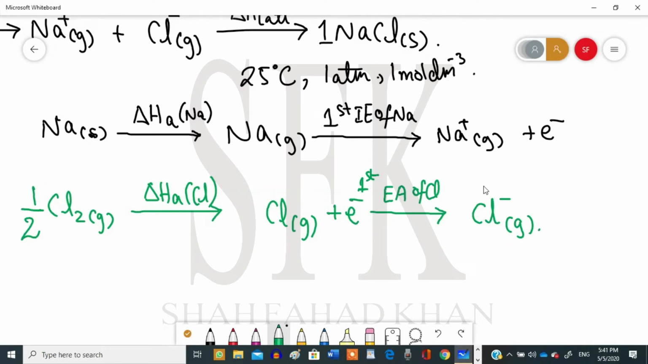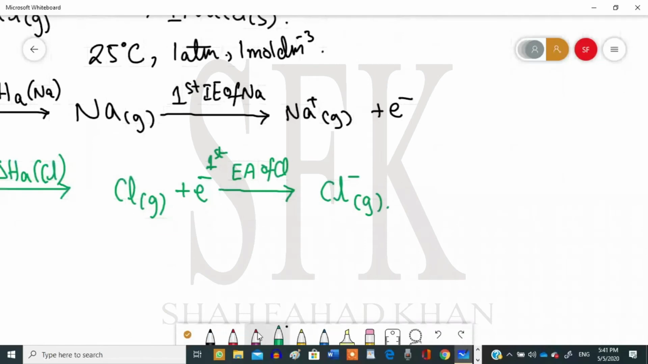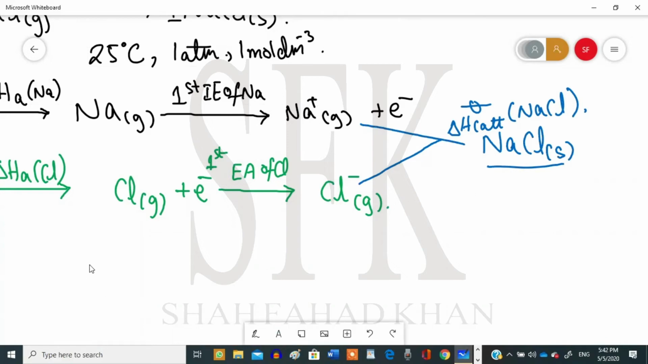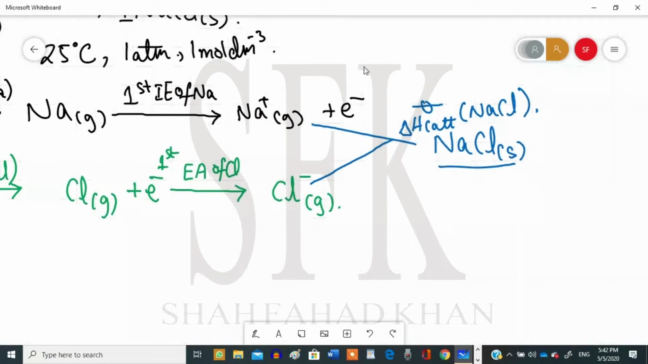Now we've got chloride ions, we've got sodium ions. If we combine the two of them, we combine sodium and chloride, we'll get solid sodium chloride. And if we get solid sodium chloride from gaseous ions, then what do you guys think? Isn't this the lattice energy of sodium chloride? This is the lattice energy of sodium chloride, when one mole of a solid crystalline compound is formed from its gaseous ions under standard conditions, okay? So this is actually the pathway through which we get our crystalline solid.